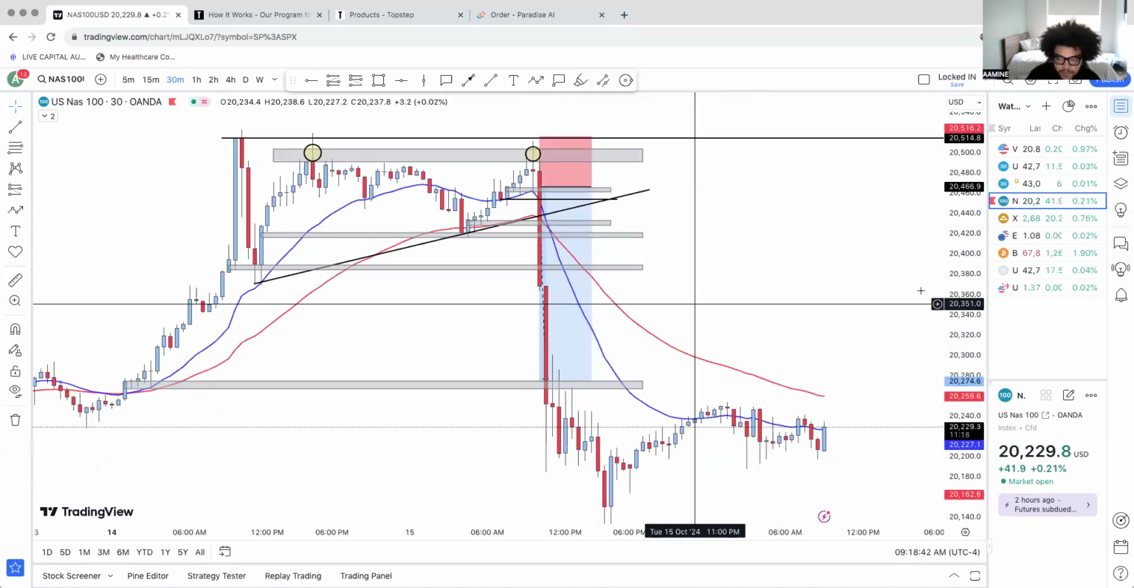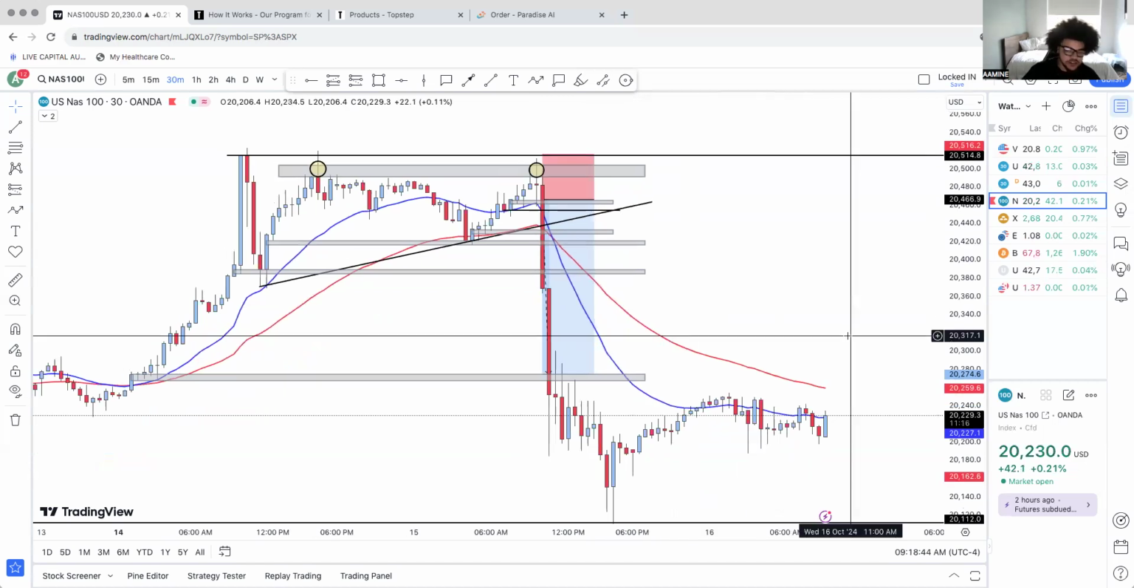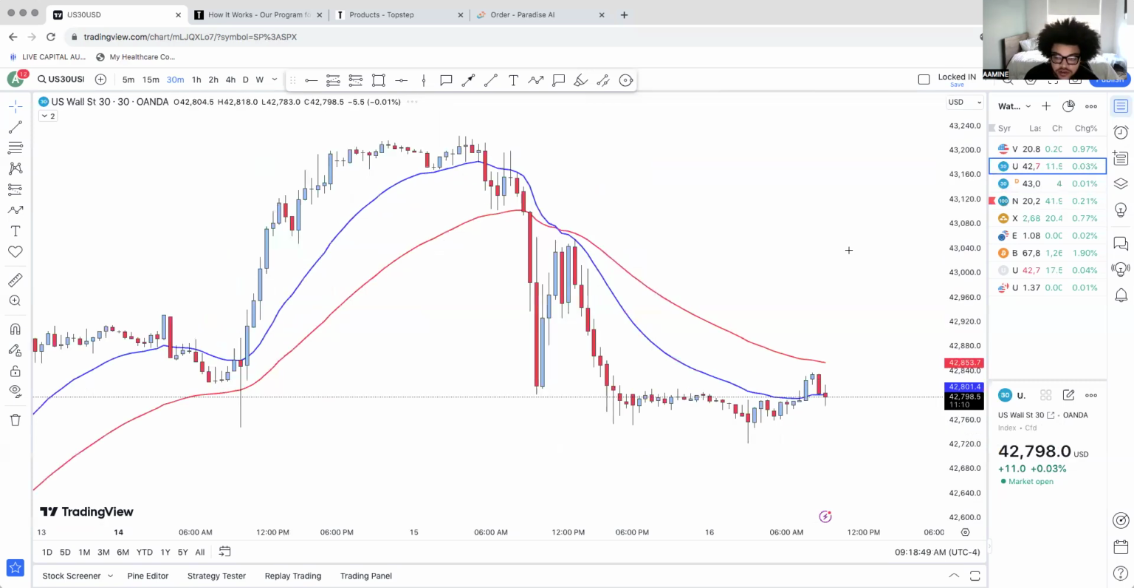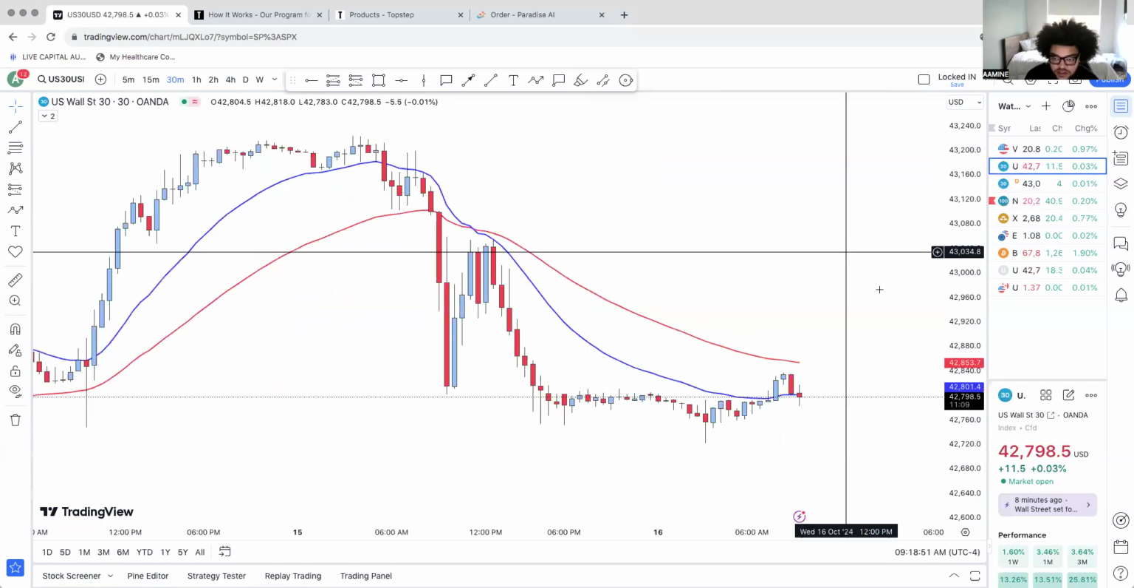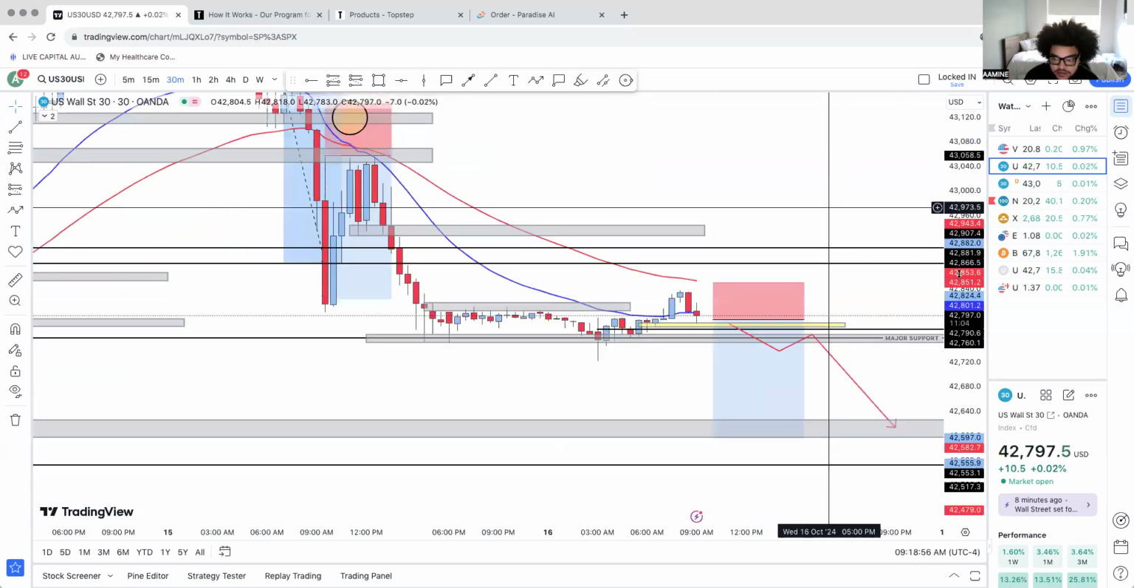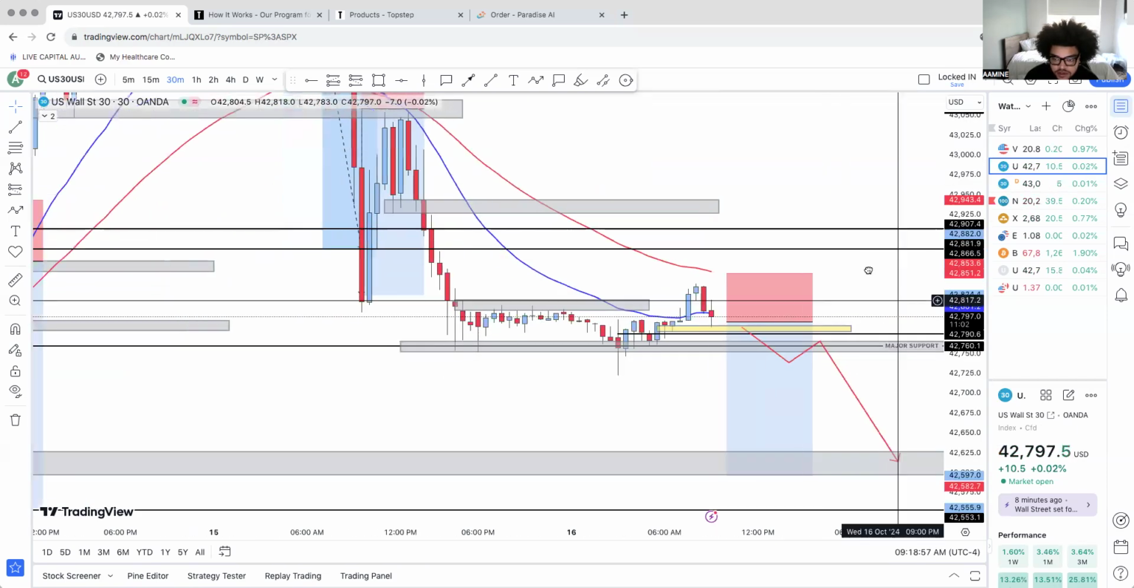And one of our students was actually able to pass his funded account yesterday off this exact trade that I sent out after we took US30. So really, really good play. So today, this is what we're going to be looking for on 30 or YM. And this is what we're going to be looking at today.